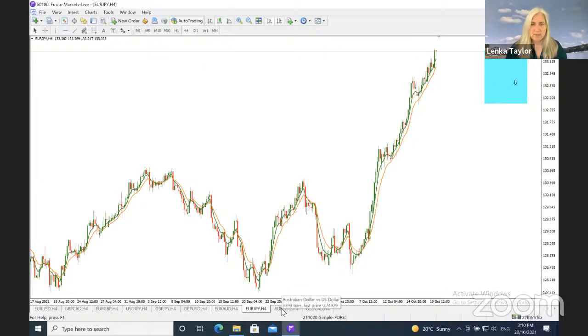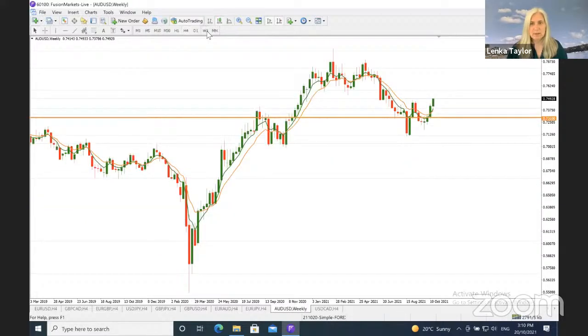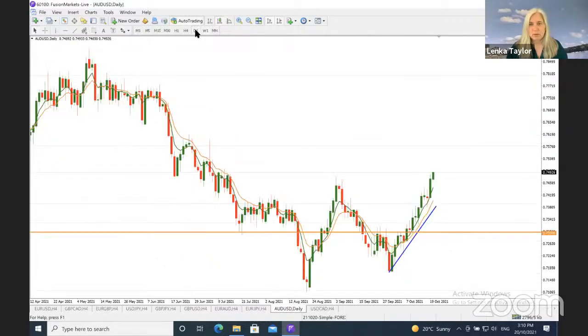The next currency pair I'm looking at is AUDUSD. And AUDUSD is now a long opportunity. So in terms of the weekly setup, we've seen that bounce from that 0.73 level. So price went up on the daily as well. So I'm looking for any pullback from that and then looking for a long.